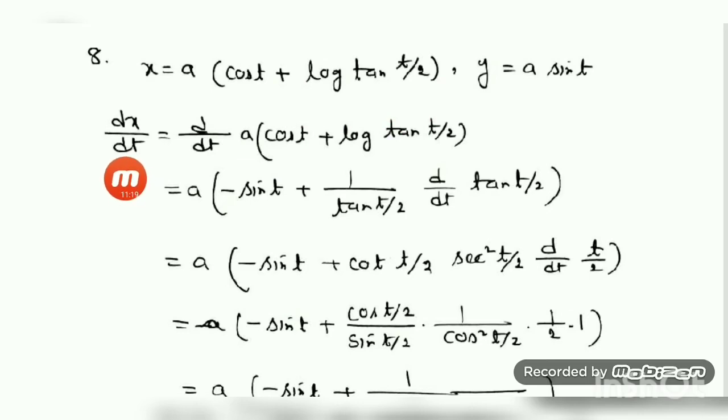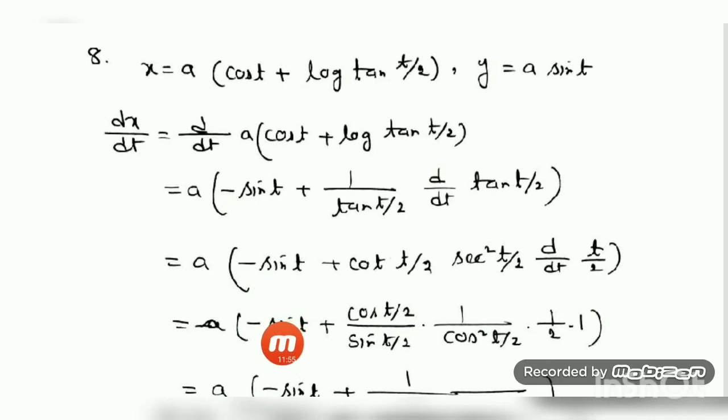Hope you understand why. d/dt of x, d/dt of a cos t plus log tan of t by 2. Here a is constant, comes out, d/dt of cos t is minus sin t. d/dt of log t is 1 by t, that is 1 by tan of t by 2. d/dt of tan of t by 2: a is kept as it is, 1 by tan can be written as cot t by 2. d/dt of tan t by 2, think of it as tan t, the formula is sec square t by 2 into d/dt of t by 2, or d/dt of t by 2 directly you can write as half.